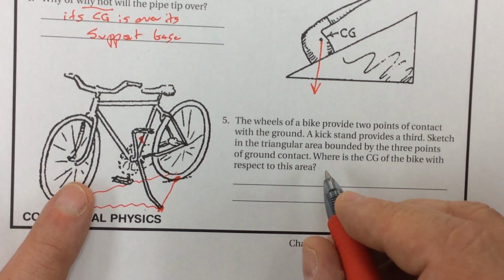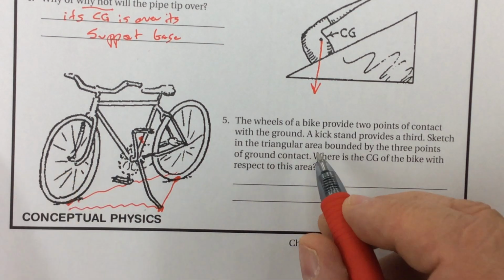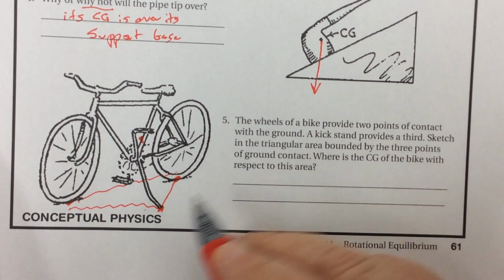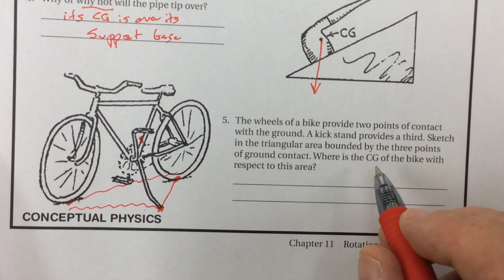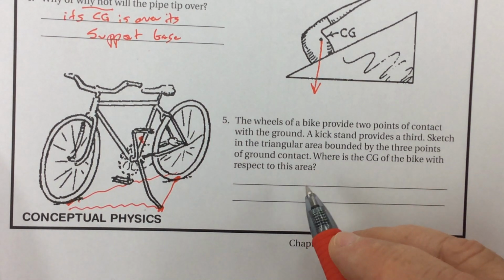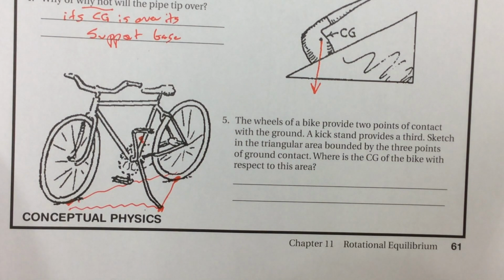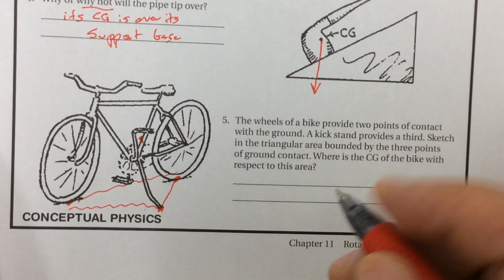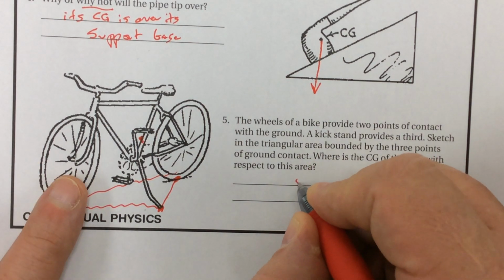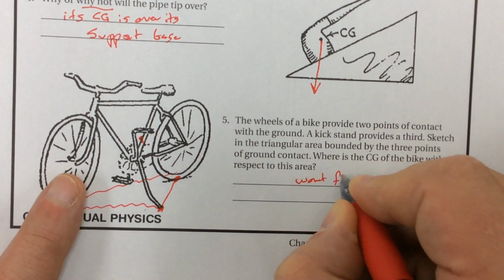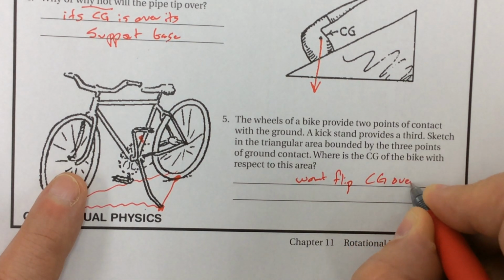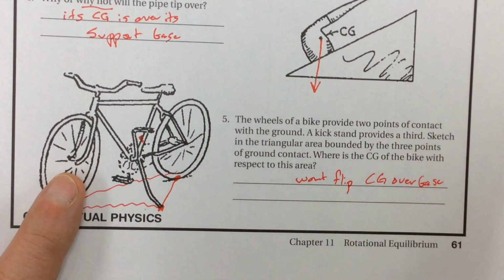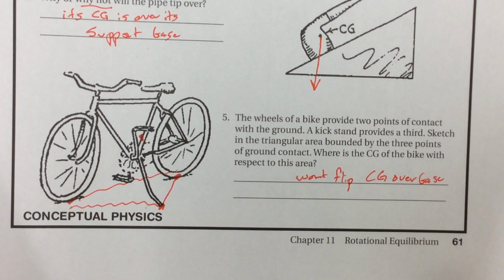So it says sketch in the triangle area bounded by the 3 points. That's what we did here. Where is the center of gravity of the bike with respect to this area? It's somewhere over top of it. Okay. So since it's over top, it will not flip. So I'll just say it won't flip. Center of gravity is over base. I'm getting lazier with my answers, but that's basically it.